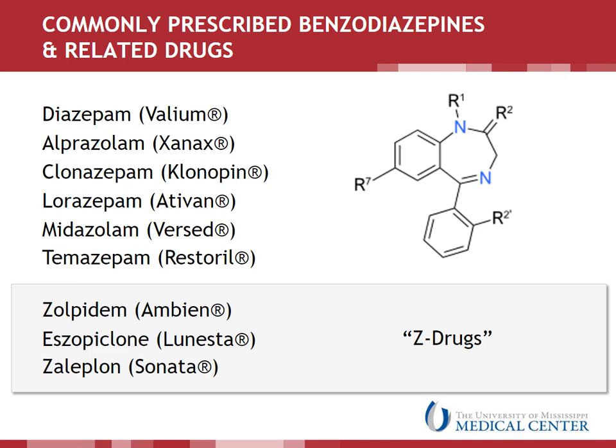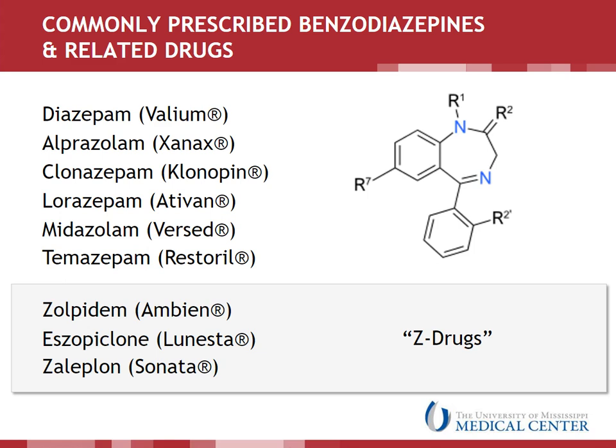So benzodiazepines are among the most widely prescribed psychiatric drugs in the United States and in the world, with more than 1 in 20 people filling a benzodiazepine prescription each year in the United States alone. This is a list here on the slide of the most commonly prescribed benzodiazepines and benzodiazepine-type drugs, of which the most well-known are diazepam or Valium, alprazolam or Xanax, and clonazepam or Klonopin.